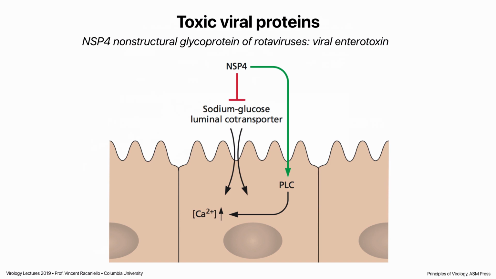So that protein alone does two things to cause diarrhea. It inhibits a sodium glucose luminal cotransporter, which is important for maintaining fluid balance. So that's gone, and so you can't reabsorb fluid from the lumen back into the cells, so the fluid goes out as diarrhea. And then this protein increases intracellular calcium, which has a similar effect of causing imbalance of fluids. And so those two activities are responsible for the diarrhea. So that's an example of a toxic viral protein. If you take NSP4 out, no effect on virus replication in cells, but in an animal, it doesn't cause diarrhea.